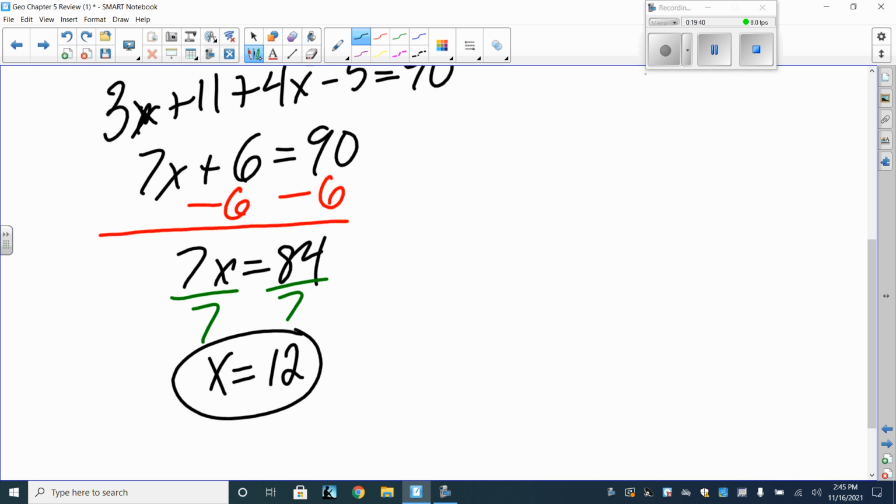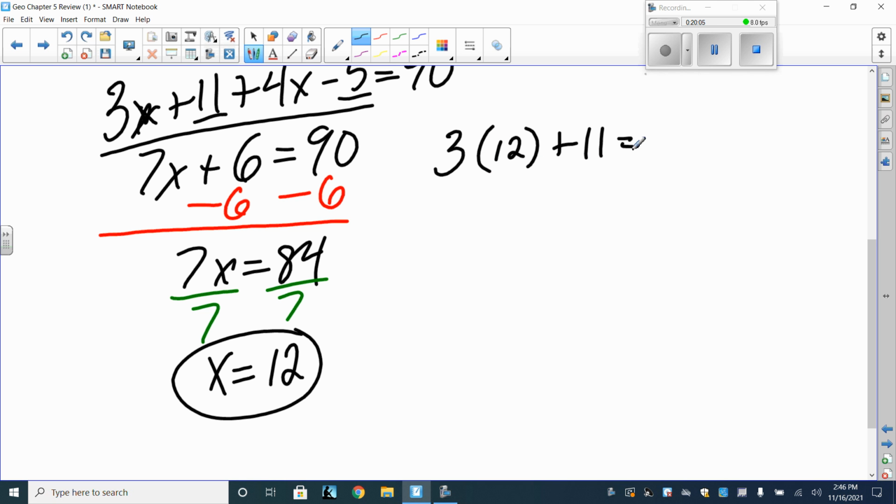Any questions on how we found the value of x? Now we need to plug it back in. We have 3x plus 4x, and 11 minus 5. Now we can take the two expressions, so 3x plus 11, but instead of putting x, we're going to put 12.